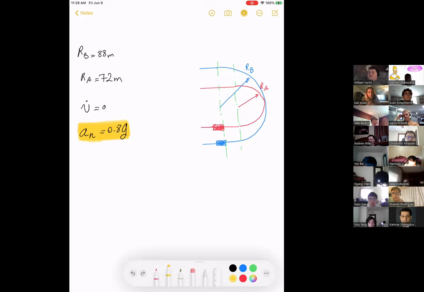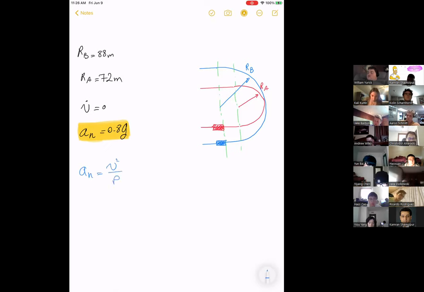Okay, good. Now, how do we do this? Obviously, V dot is zero for both of them. And we are dealing with the normal acceleration. So I'm going to write the equation: AN is V square over rho. This is the equation we had, right? Now we have two particles, A and B.